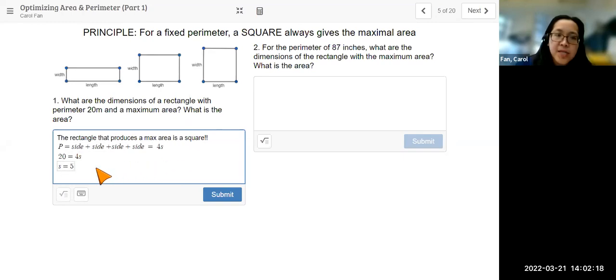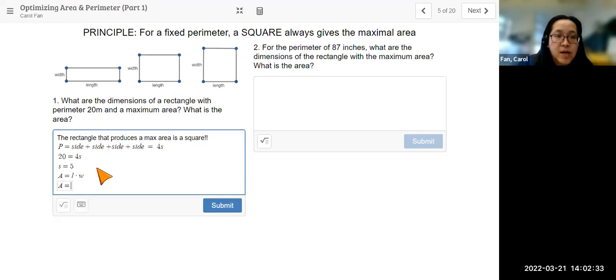So that means if I had this issue, what's the maximum area? The area is going to be length times width, and I have 5 times 5.